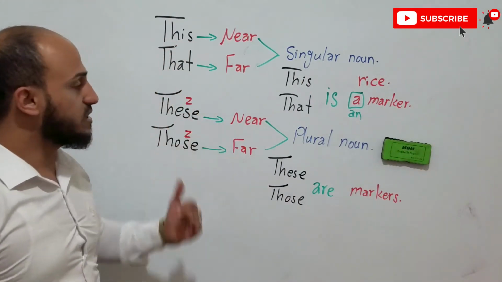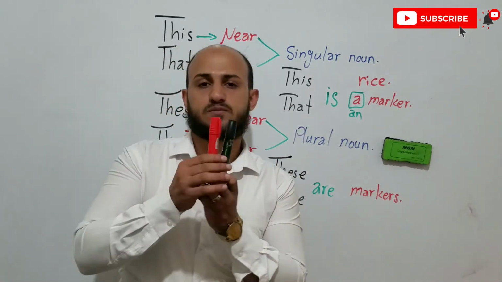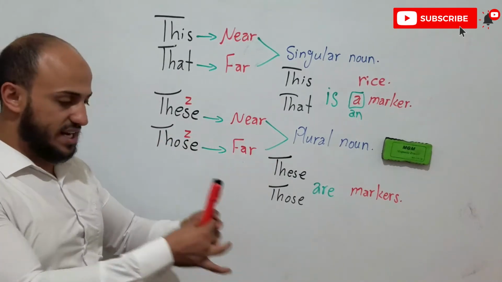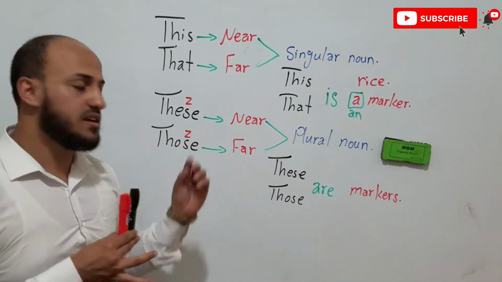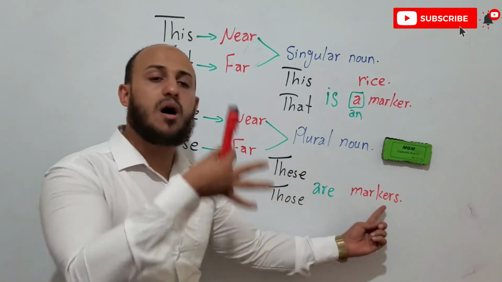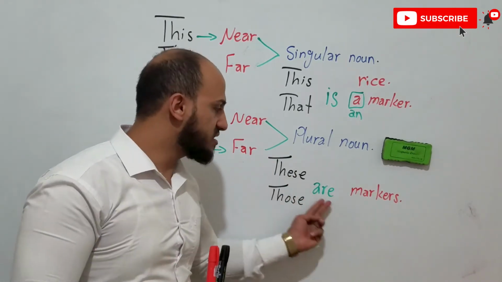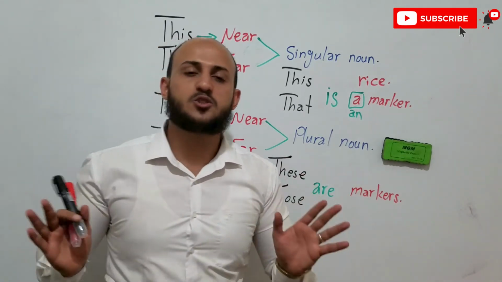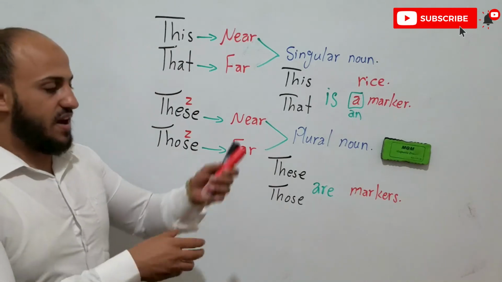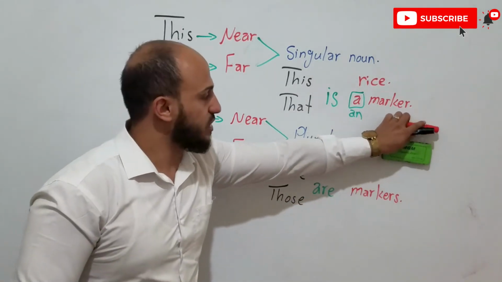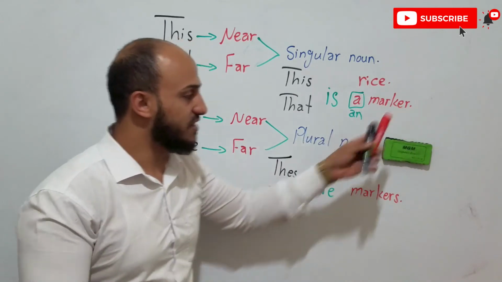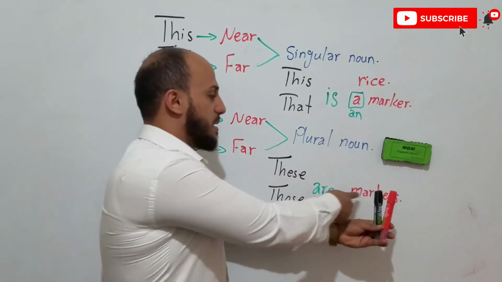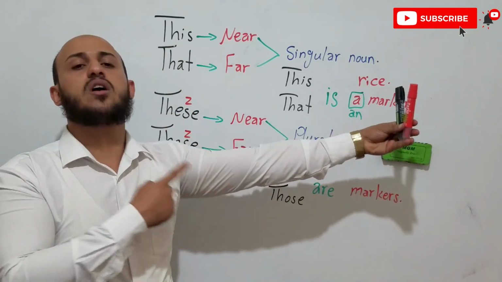Very good. Now let's talk about, for example, when they are two. If they are two, how do we speak about them? We say, here, they are near, so we say, these are markers. Or, these are two markers. It is fine, if you want to name the number, it is okay. So, if I put them far away, okay, I cannot put them here, guys. So if they are far, what do I say? Those are markers. Those are markers.